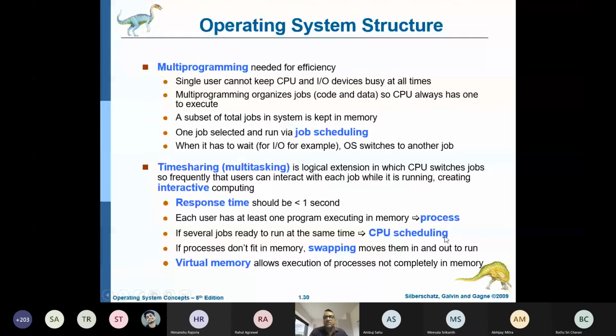You need to have jobs, and CPU scheduling is required. And if a process or a program is so big that it does not fit into memory, then you should have a mechanism to make some space empty in the main memory. You have to bring in only a partial program into memory. This is known as the process of swapping.